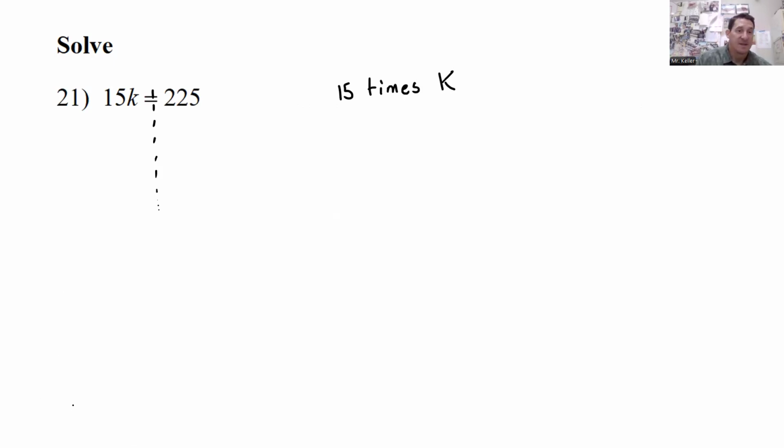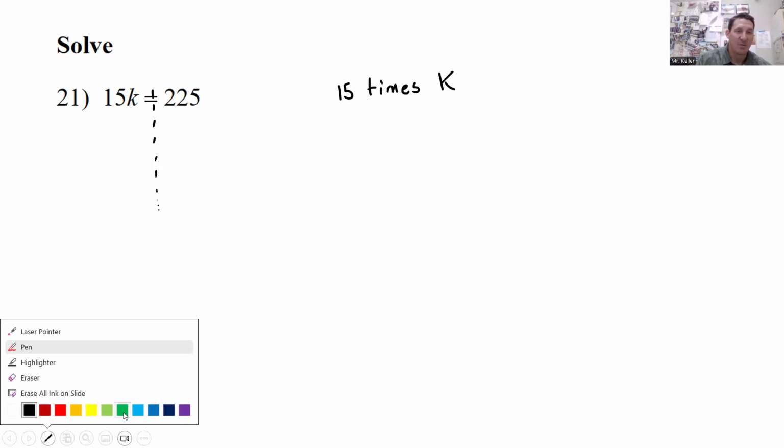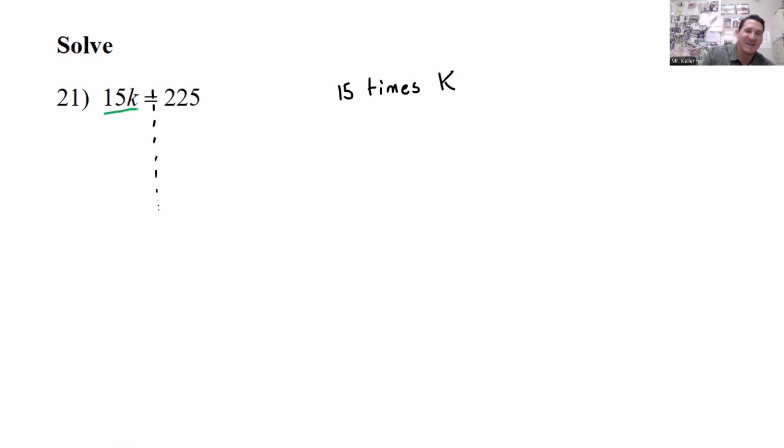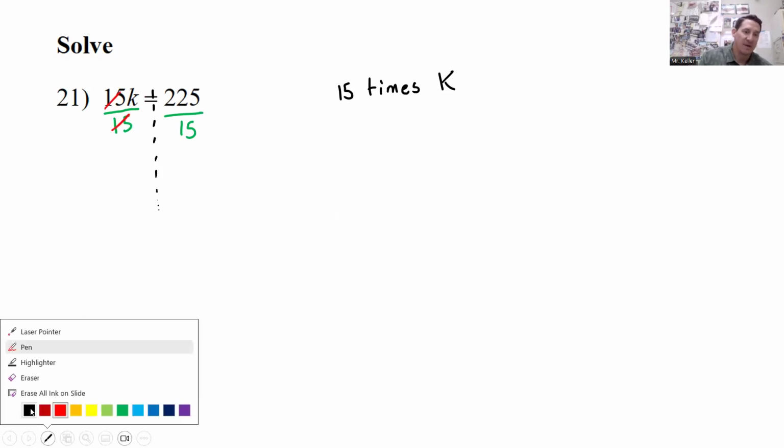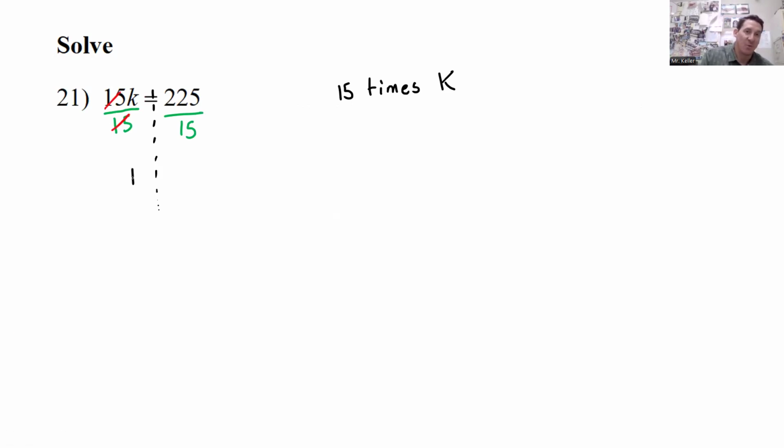All right. Since it is multiplication, the opposite of multiplying, the inverse of multiplying is dividing. So I'm going to divide both sides by 15. 15 divided by 15 is 1. So I'm going to have 1k, which means the 15s cancel out. 1k or just k. And then 225 divided by 15 is 15. A lot of 15s in that problem.